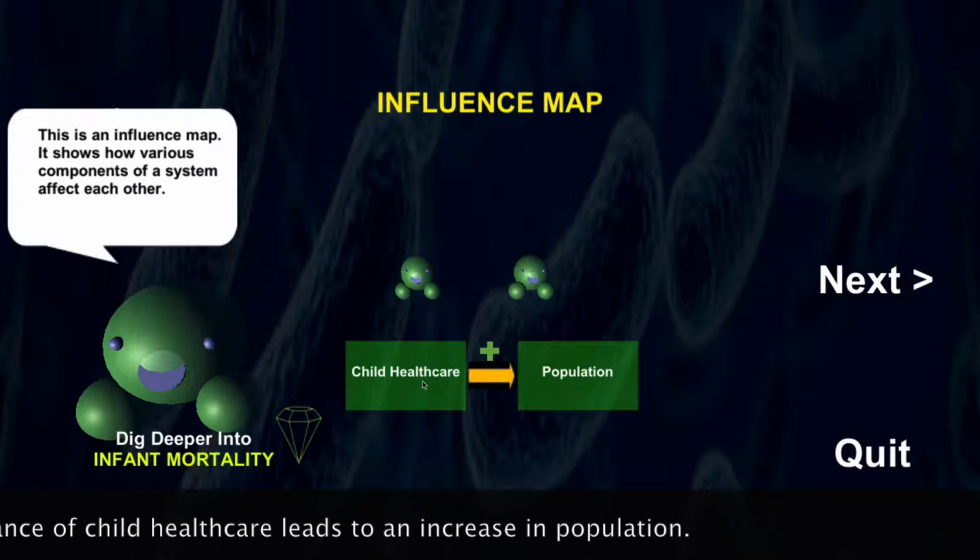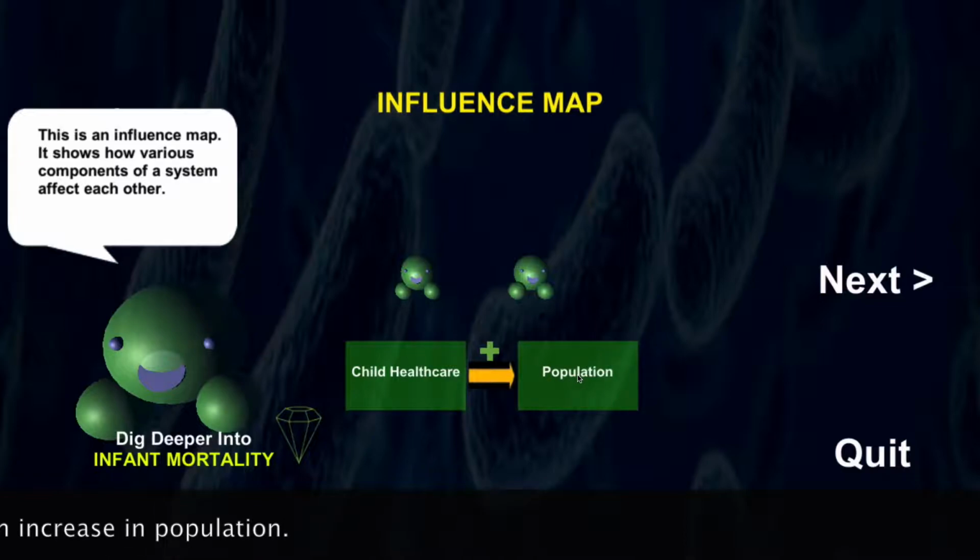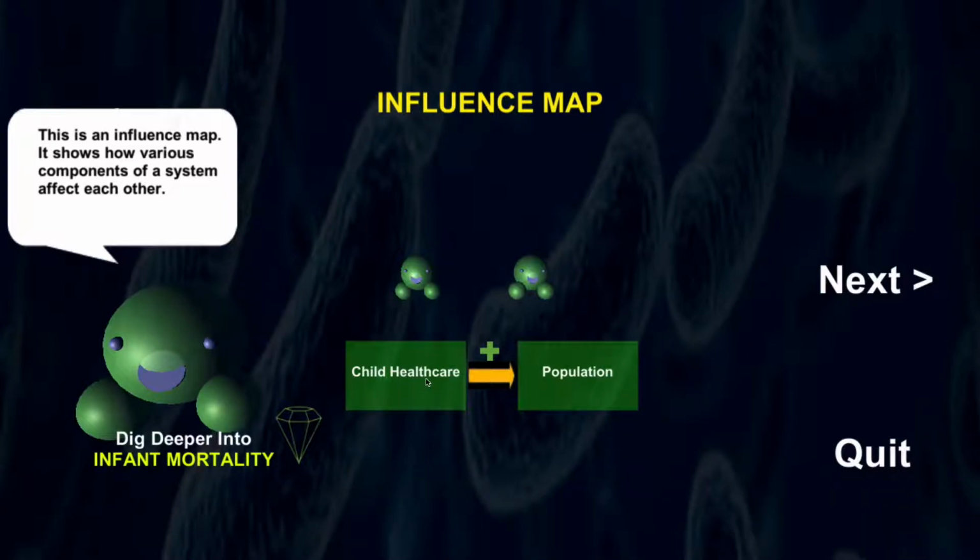So we're going to increase child health care, have a green box here, and we're going to ask, how does that influence the size of the population? Well, this is easy to see. If you increase child health care, more children live, and therefore the first thing that happens is the population increases. So this is basically the very simplest influence map we can draw of our child health care problem.